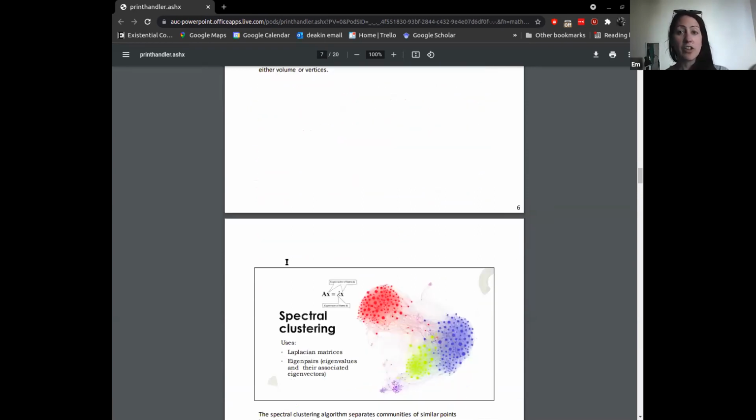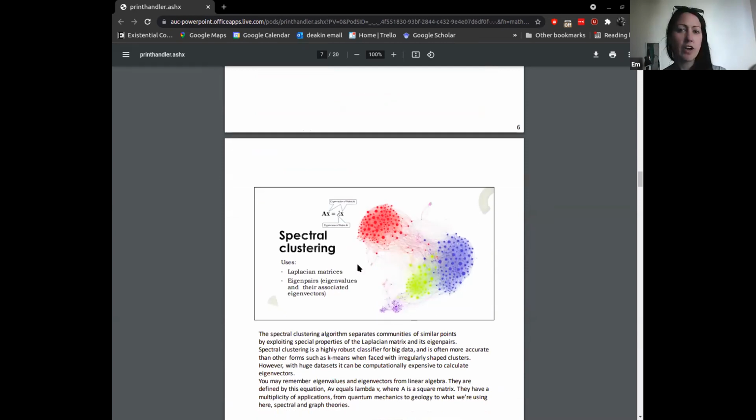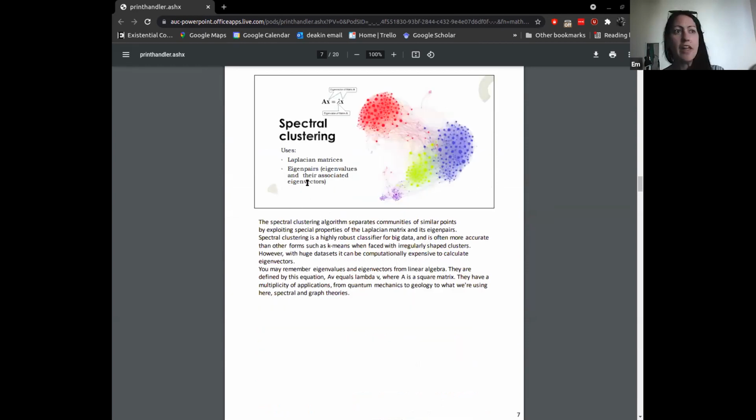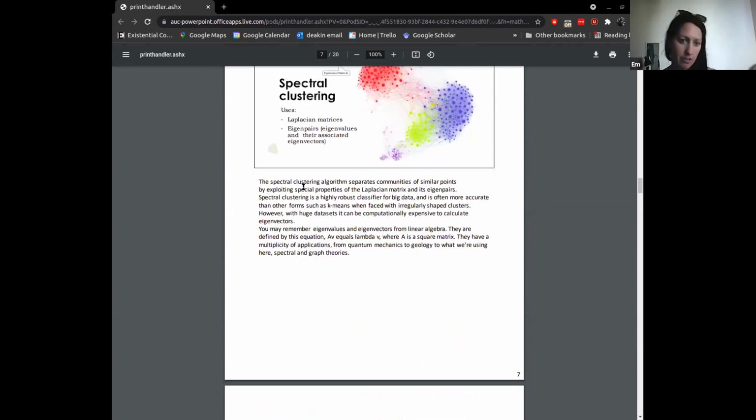So yes, spectral clustering, which can create these pretty graphs like on the right here, uses Laplacian matrices and eigenpairs, which are eigenvalues and their associated eigenvectors. So it separates communities of similar points by exploiting special properties of the Laplacian matrices. And it's really highly robust, especially for big data, and it's more accurate than other forms like k-means when faced with irregularly shaped clusters. However, because we are calculating eigenvectors, this can get computationally expensive for large data sets. And just to give a little refresher on eigenvectors and eigenvalues, they're defined by this equation up here, Ax equals lambda x.